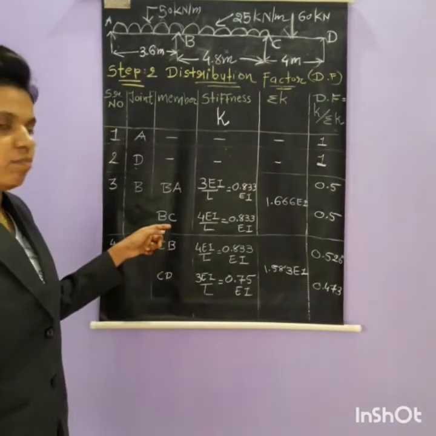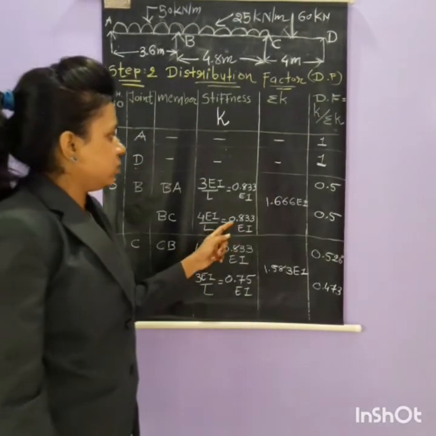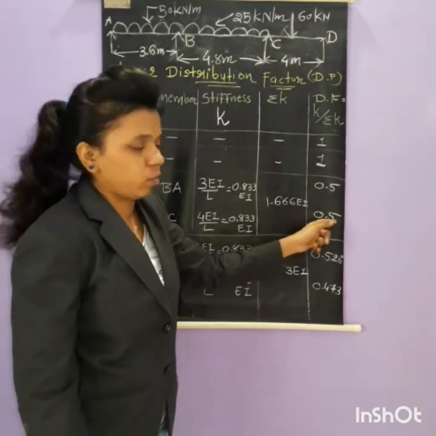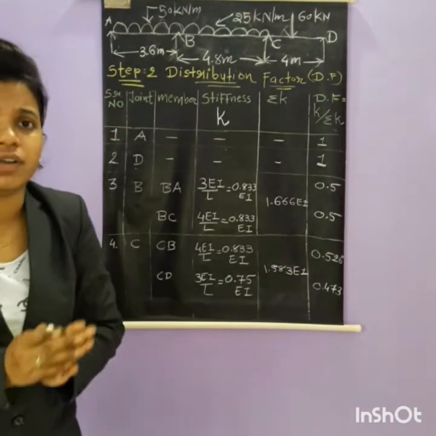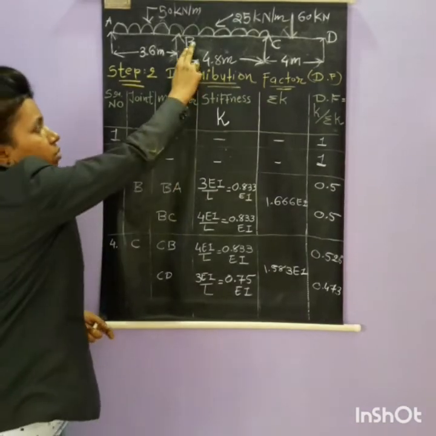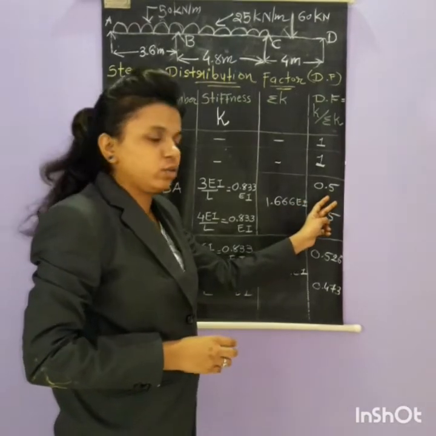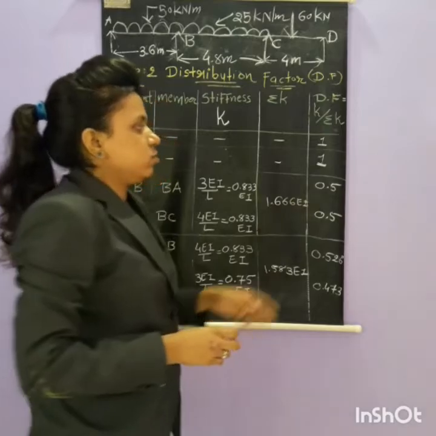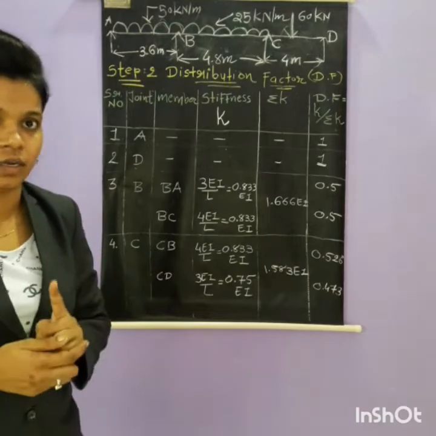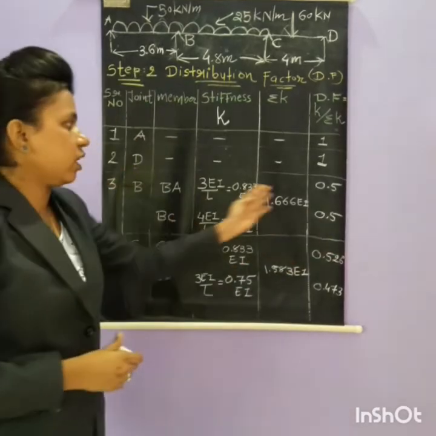Next, for member BC, distribution factor will be K divided by summation of K, which is 0.833 EI divided by 1.666 EI. The answer is 0.5. Now, what we have to do? The distribution factors of the two members of an intermediate support must sum to 1. Now 0.5 plus 0.5 is 1. The values are correct.